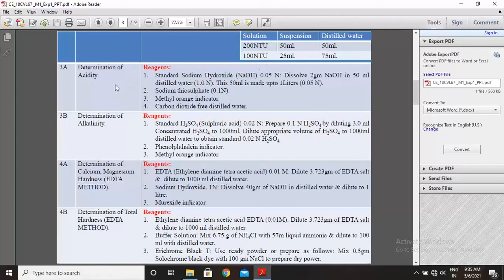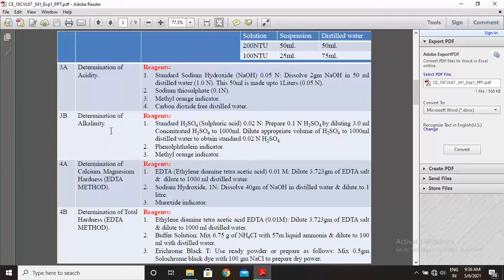For determination of acidity experiments, these are the reagents required. Standard sodium hydroxide 0.05 normality. To prepare this reagent, dissolve 2 grams sodium hydroxide in 50 ml distilled water. This 50 ml is made up to 1 liter. Next, sodium thiosulfate is required, methyl orange indicator is required, carbon dioxide free distilled water is required. So these are the reagents required for determination of acidity.